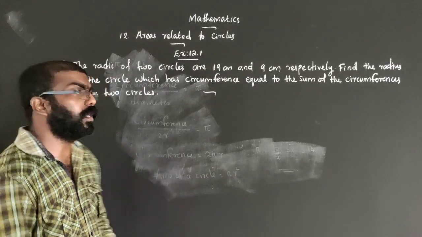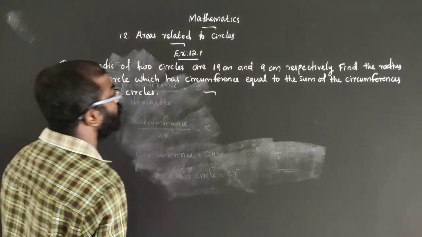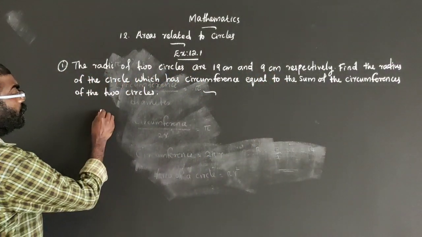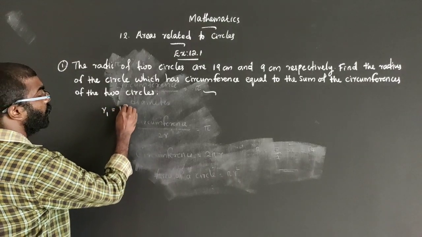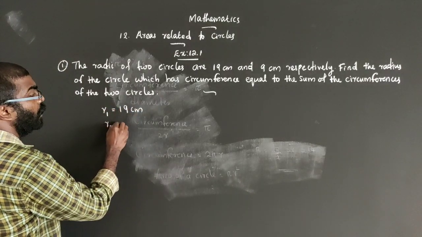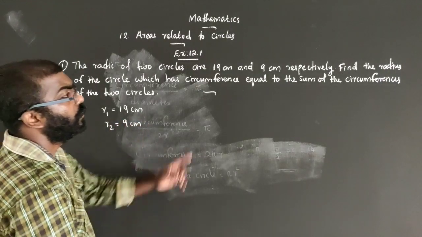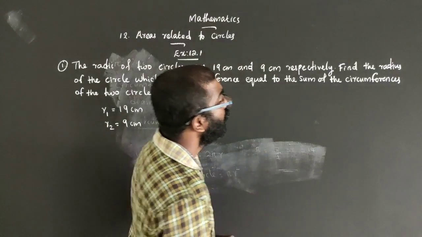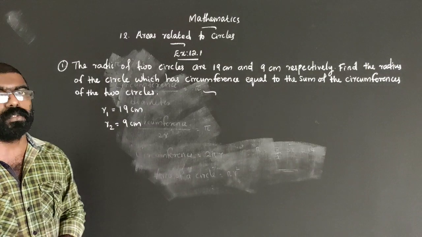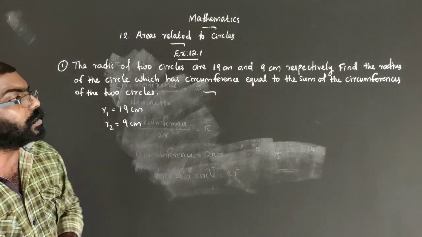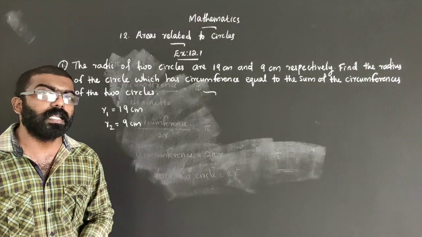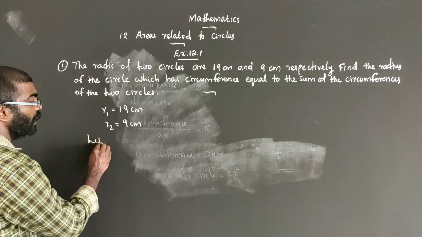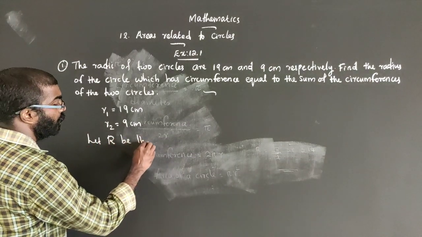Right, here the first question is, the radii of two circles are 19 cm and 9 cm respectively. So let it be R1 and R2. R1 is equal to 19 cm and R2 is equal to 9 cm. Find the radius of the circle which has circumference equal to the sum of the circumferences of the two circles. So we have to find the radius of the new circle which has circumference equal to the sum of the circumferences of the two circles. So let capital R be the radius of the new circle.